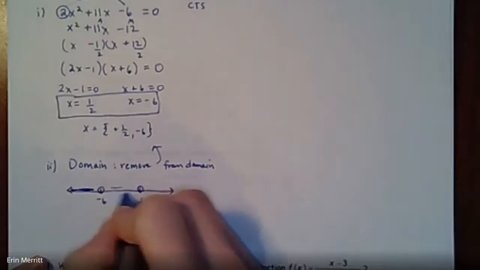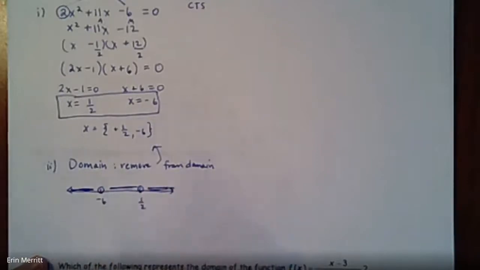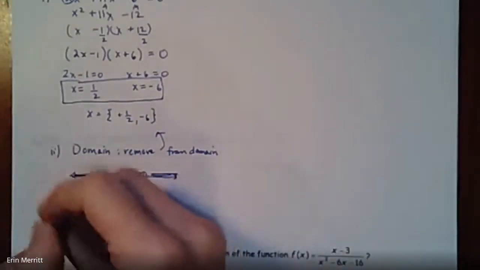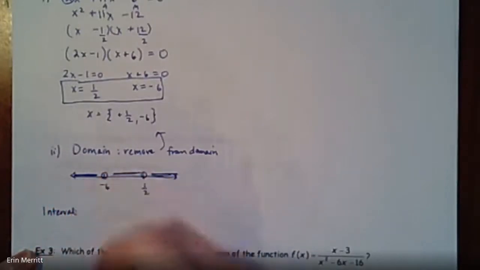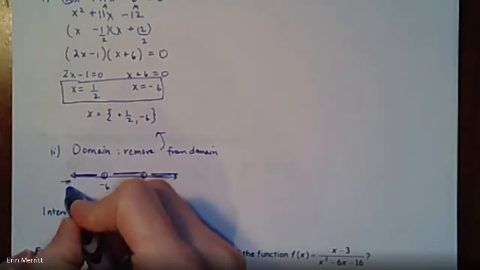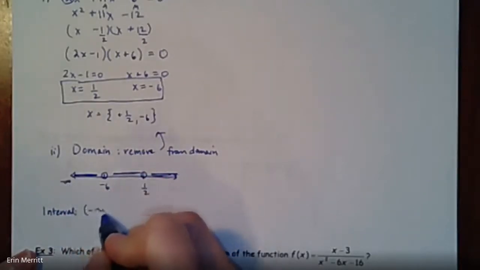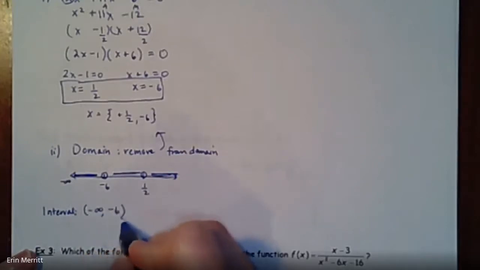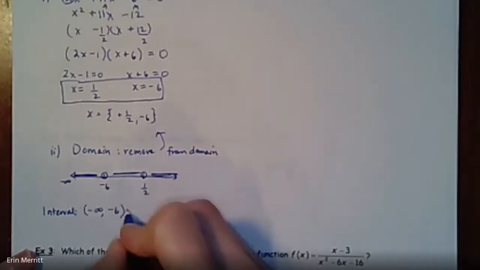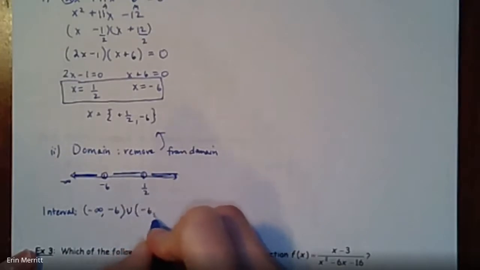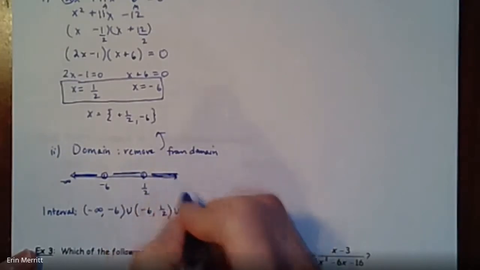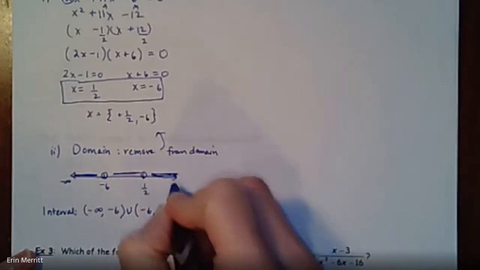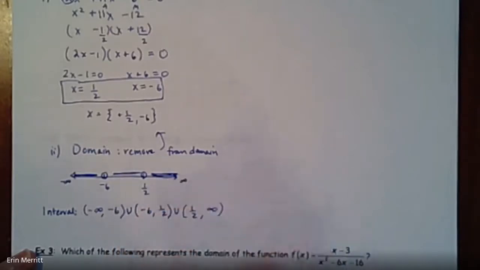So it could be anything to the left, anything in the middle, anything to the right. This makes it really nice. Let's say if we were to answer it in interval notation, because now we can read it from left to right. Remember, even though you don't mark it, negative infinity is all the way to the left there, up to -6. Close it up with a parenthesis, union, -6 to 1/2. Close it up, union with everything over here from 1/2 up to infinity.